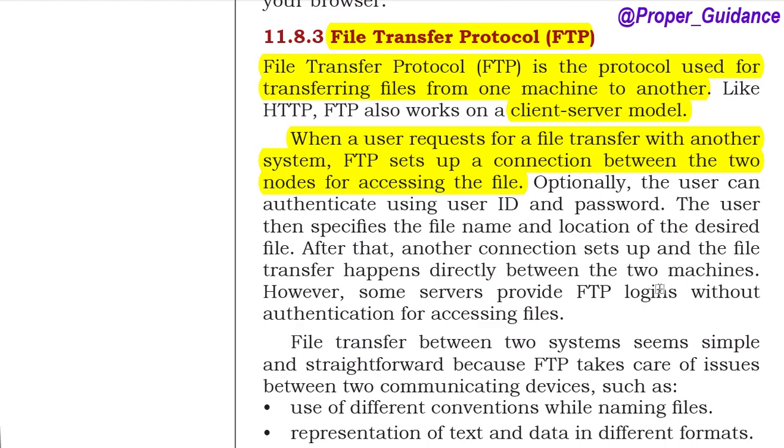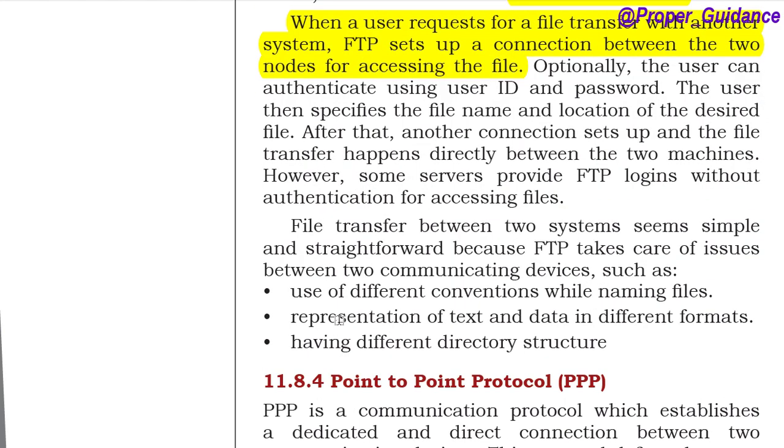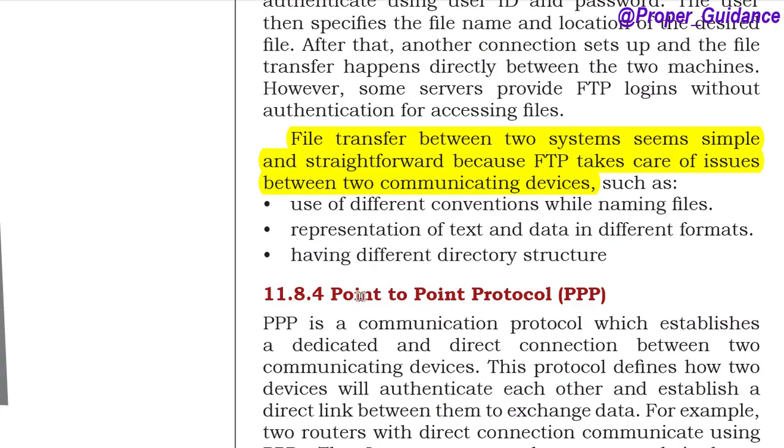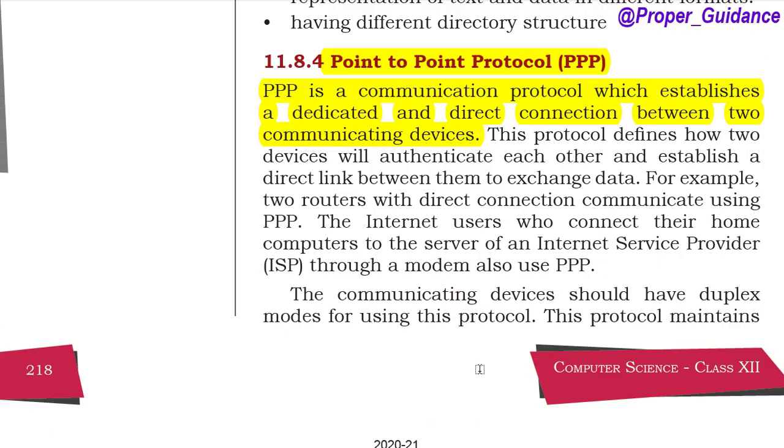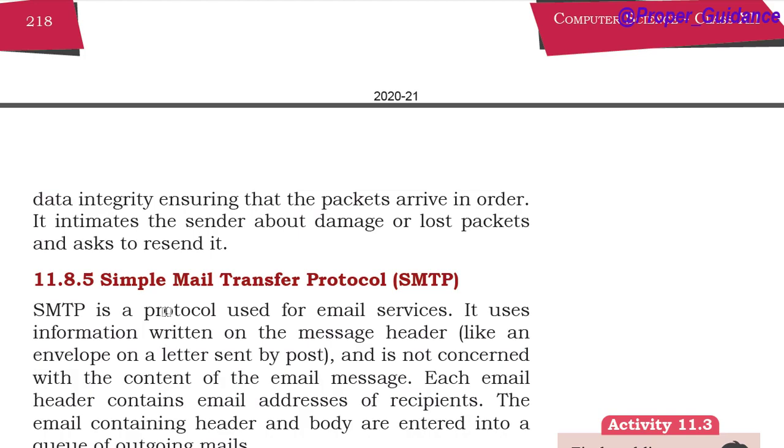After that, another connection is set up and the file transfer happens directly between the two machines. However, some servers provide FTP logins without authentication for accessing files. File transfer between two systems seems simple and straightforward because FTP takes care of issues between two communicating devices. Okay. Now, PPP means point-to-point protocol. This is another one, a dedicated and direct connection between two communicating devices. Please go through the entire thing.